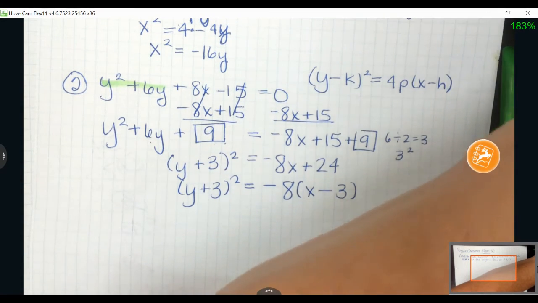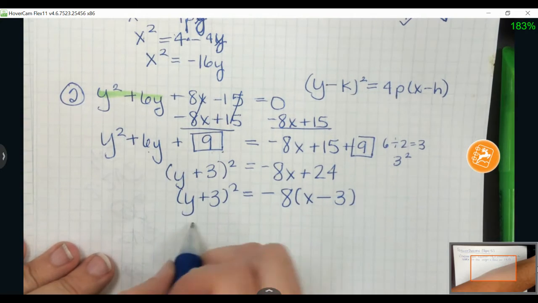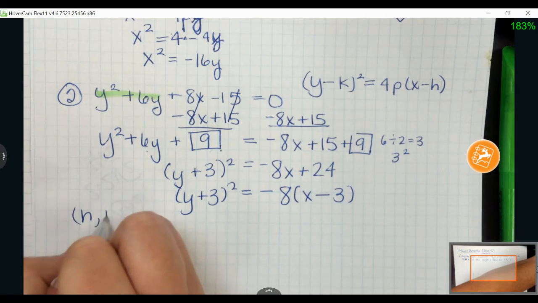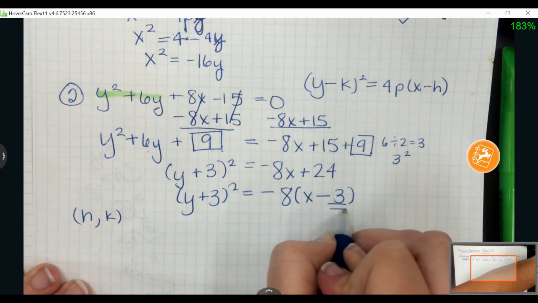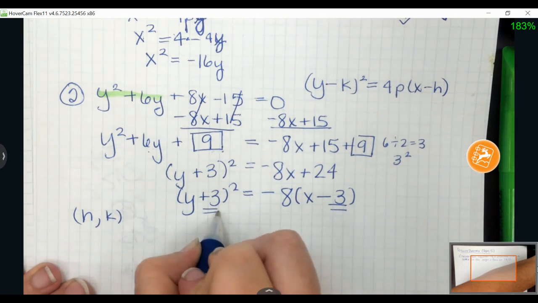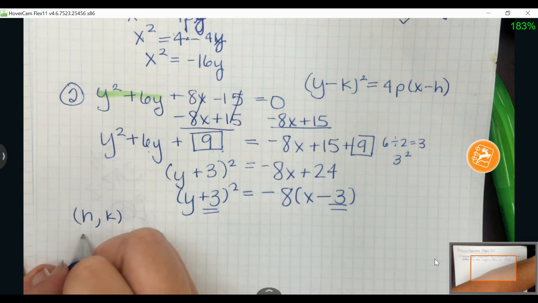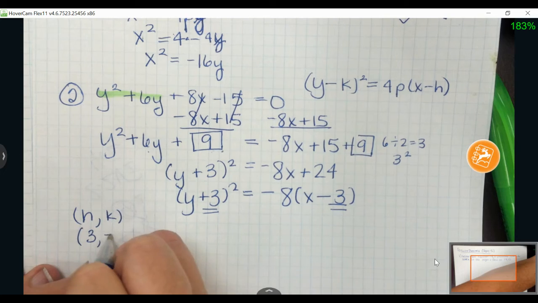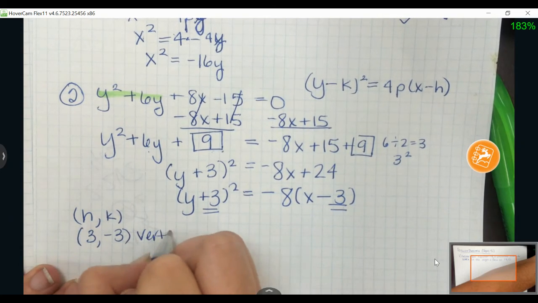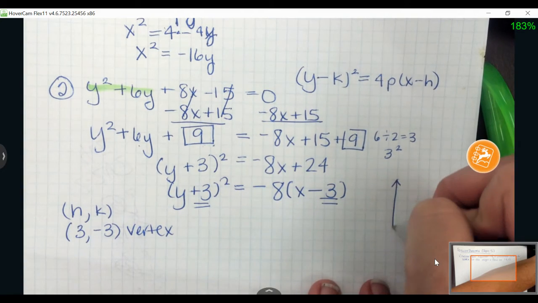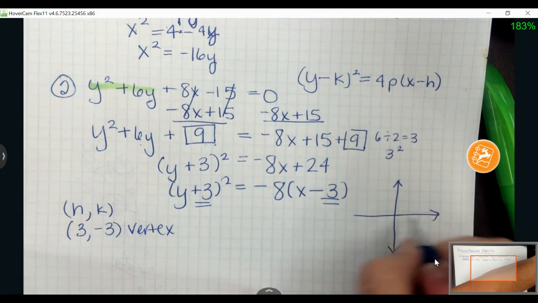Now, when I look at this, I'm going to look for my vertex. So I need h, k to be my vertex. h is 3. k is negative 3, because remember, in the form it's y minus k. So this will be 3, negative 3 for my vertex. Now, for the focus and the directrix, it's going to be easier if we go ahead and draw the picture.